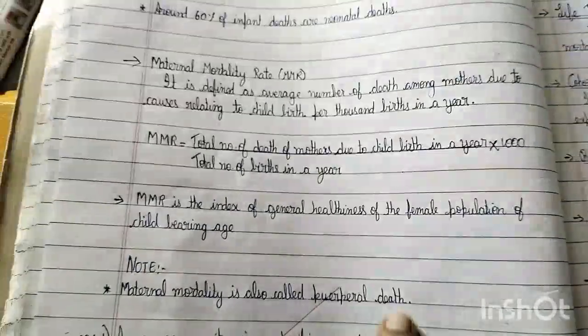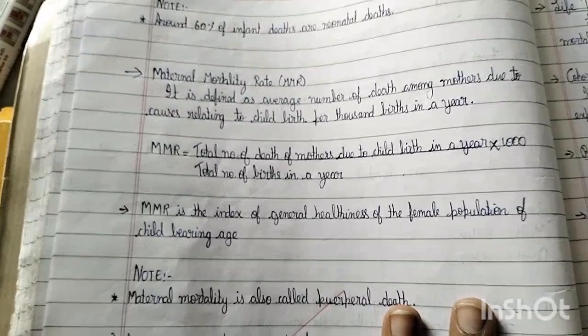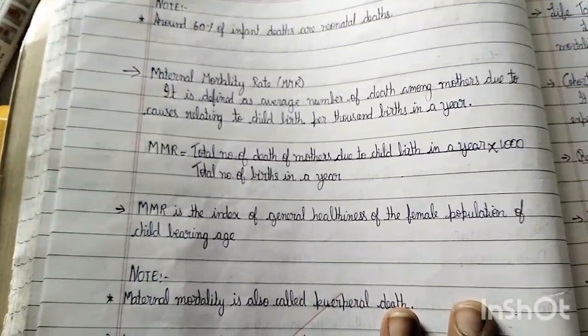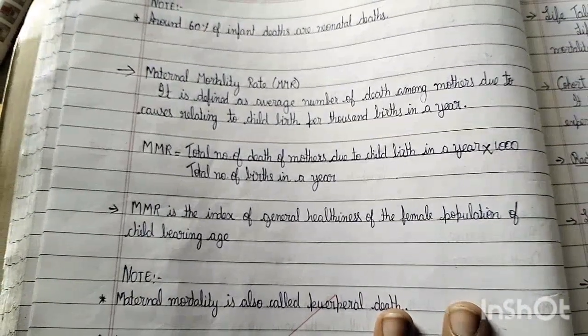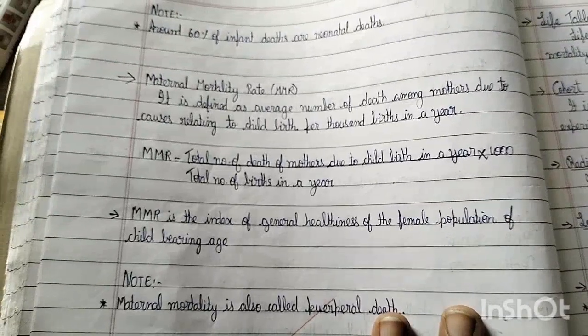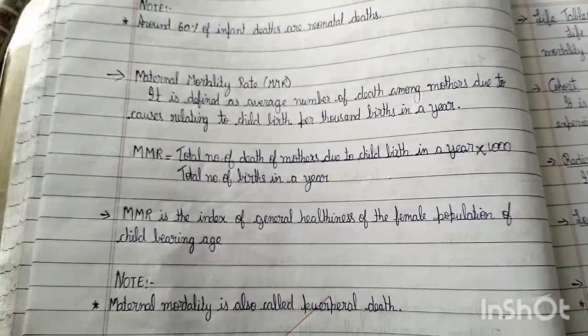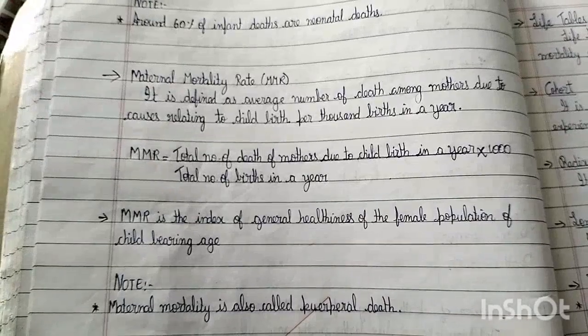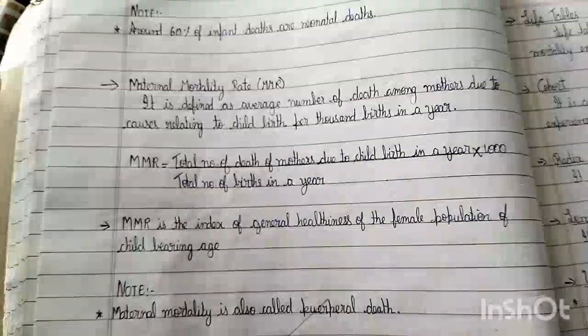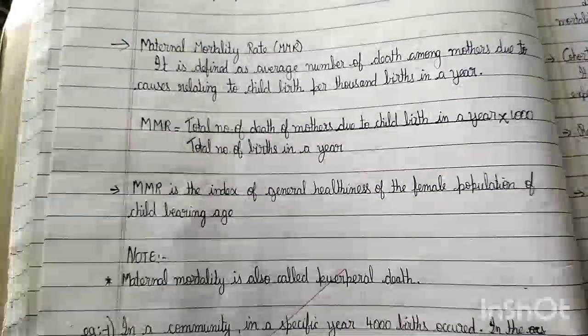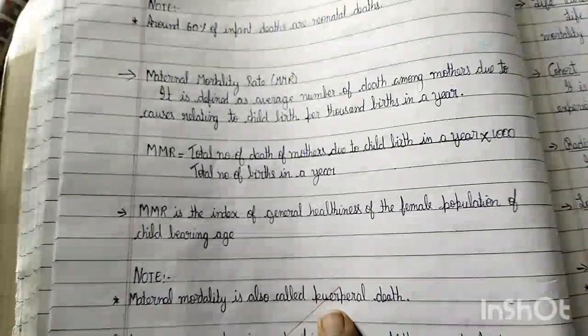Maternal mortality rate is the death occurring to women due to childbirth. So the total number of deaths due to childbirth in a year divided by the total number of live births in a year into 1000. It is the index of general healthiness of the female population in the childbearing age. Maternal mortality rate is also called puerperal death.